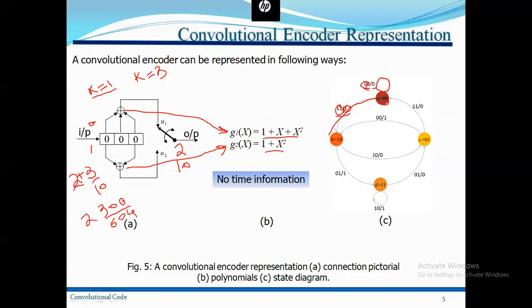So this is the state diagram representation. We will study this convolutional coder with k equal to 1 input bit and constraint length 3 throughout this study.